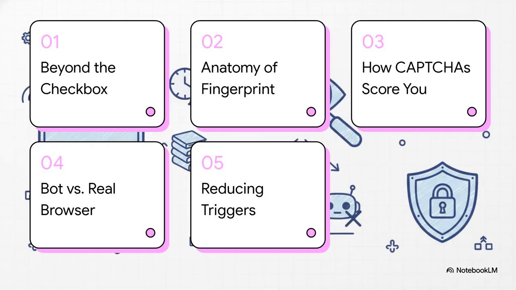Here is our roadmap for today's explainer. Section 1, Beyond the Checkbox. 2, Anatomy of a Fingerprint. 3, How CAPTCHAs score you. 4, Bot versus real browser. And 5, Reducing triggers. Let's get started.